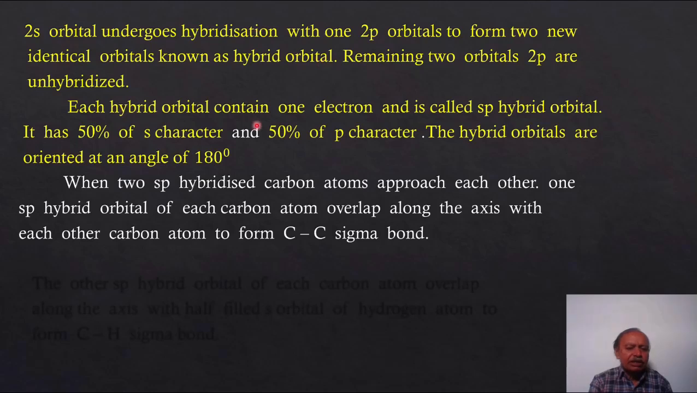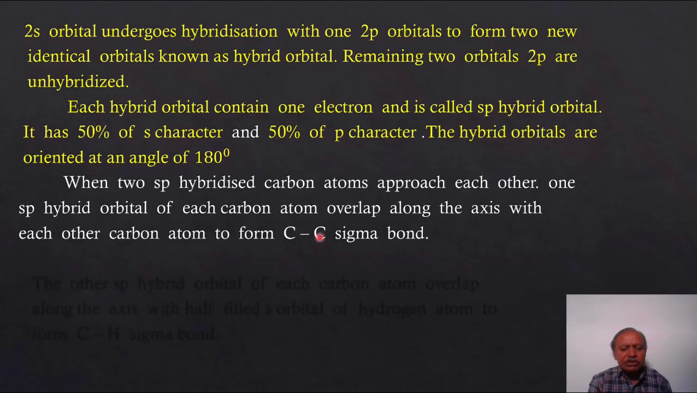Each hybrid orbital contains one electron and is called an sp hybrid orbital, and each sp hybrid orbital has 50% s character and 50% p character. The hybrid orbitals are oriented at an angle of 180 degrees. Now when two sp hybrid carbon atoms approach each other, one of the sp hybrid orbitals of each carbon atom overlaps along the axis with the other and forms the carbon to carbon sigma bond.